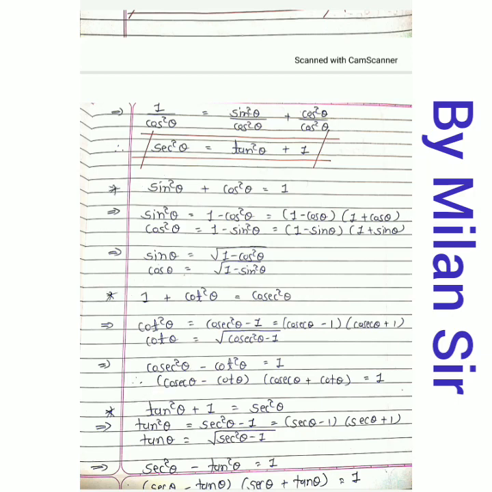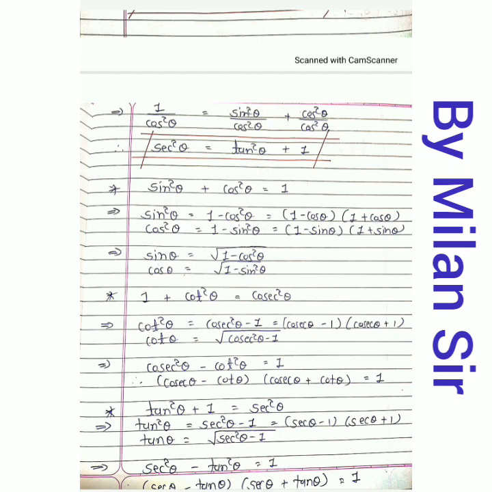Now from these 3 identities, we can get some more formulas. If I want to find sine square theta, then transfer cos square theta to the right hand side. Here plus cos square theta is there, so on the opposite side minus cos square theta, that means 1 minus cos square theta.